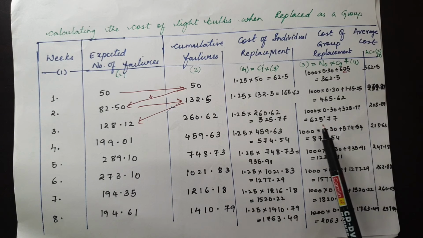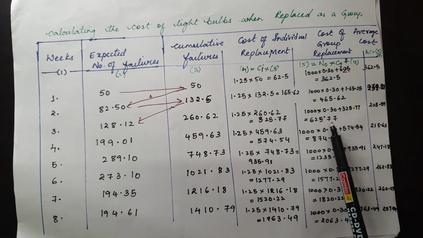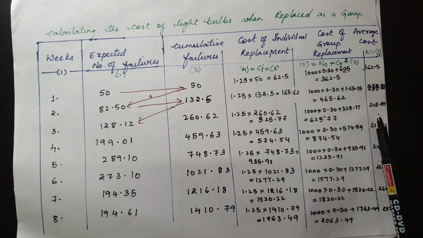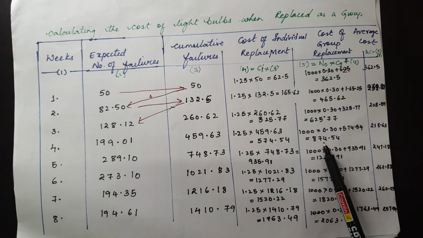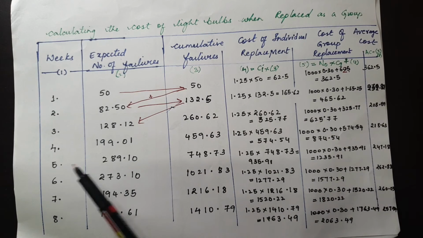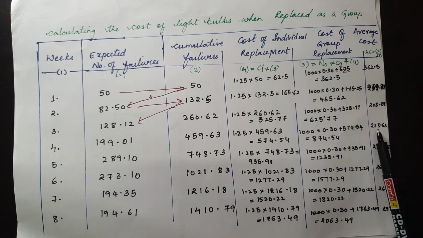232.81. Then 625.77 divided by 3. So how much will you get? 208.59. Then 874.54 divided by 4. Then how much will you get? 218.63. Like this you have to solve.